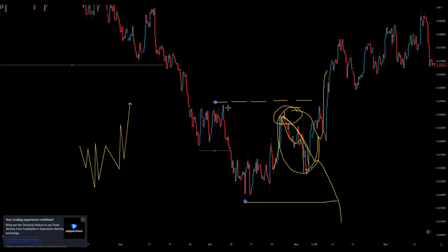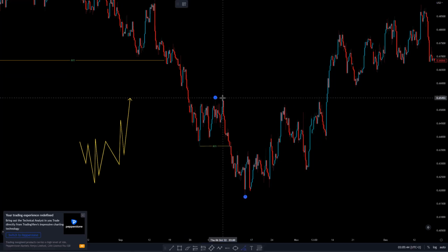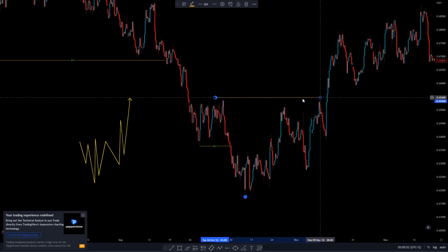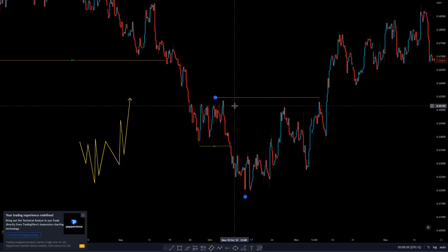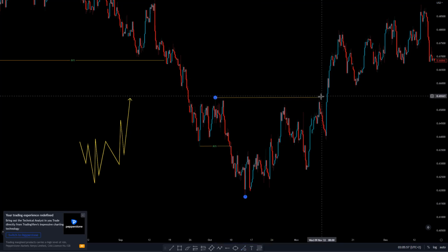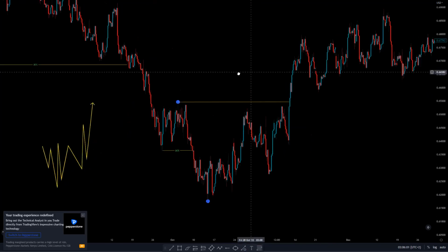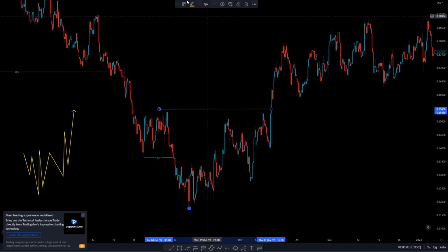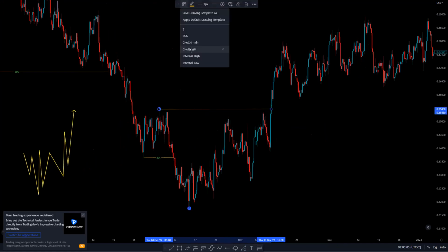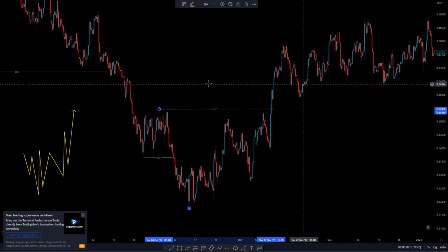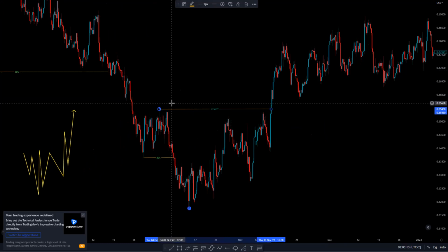Now, what does it do? We now have our change of character. Okay, should I place it here? And this didn't change character. Okay, so there's the change of character. Then from there, the price pulls back and continues doing the same thing.